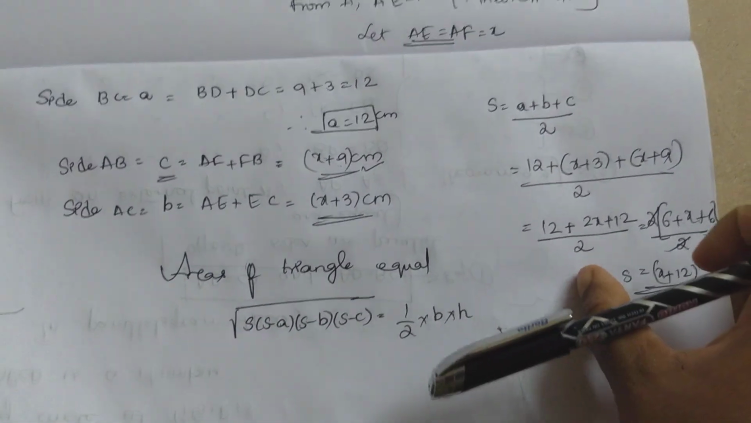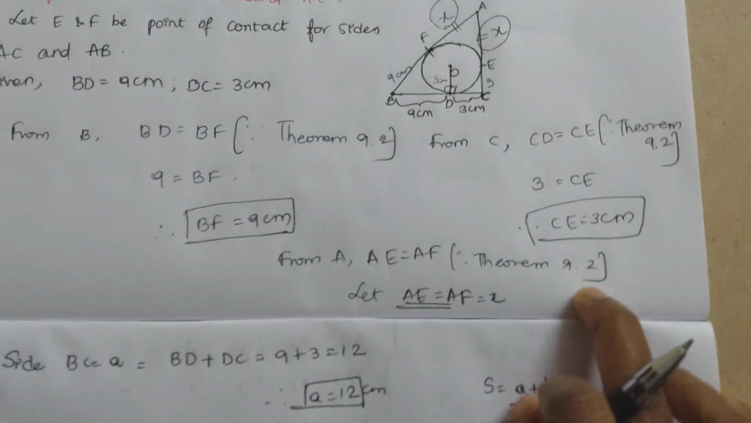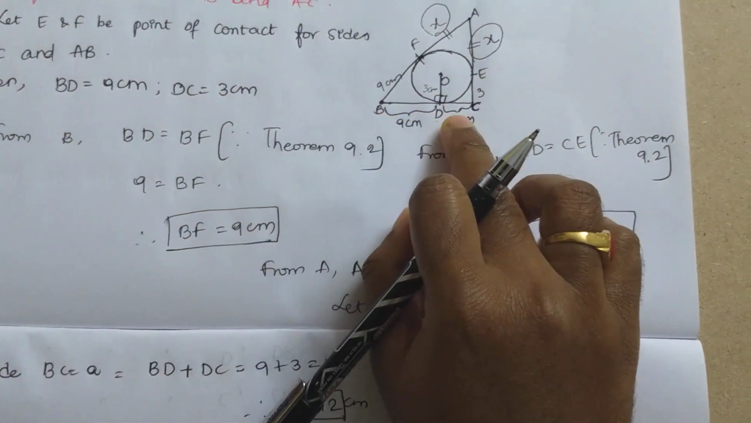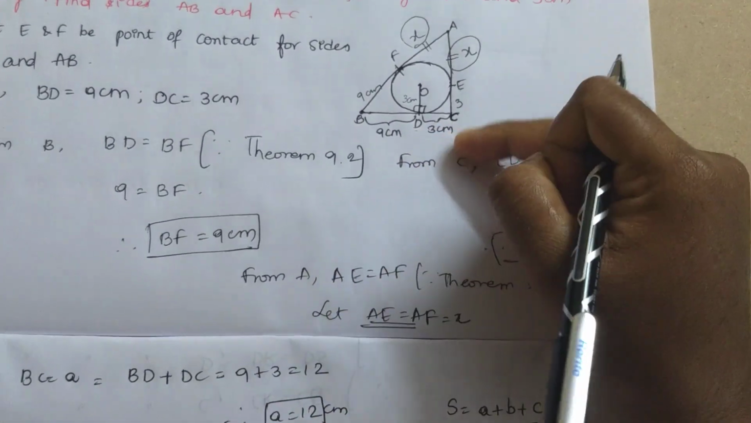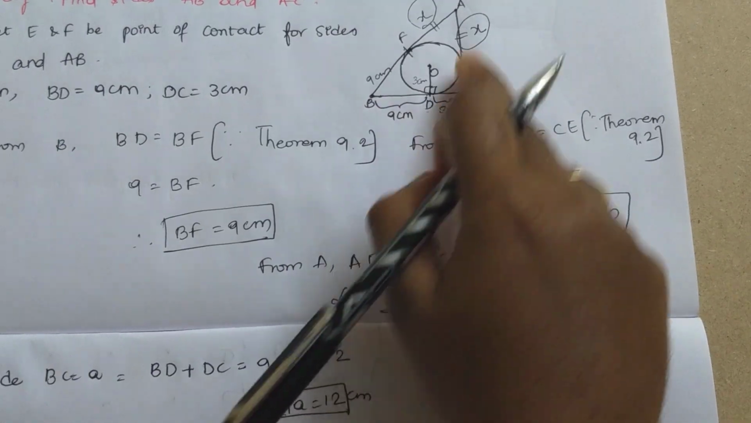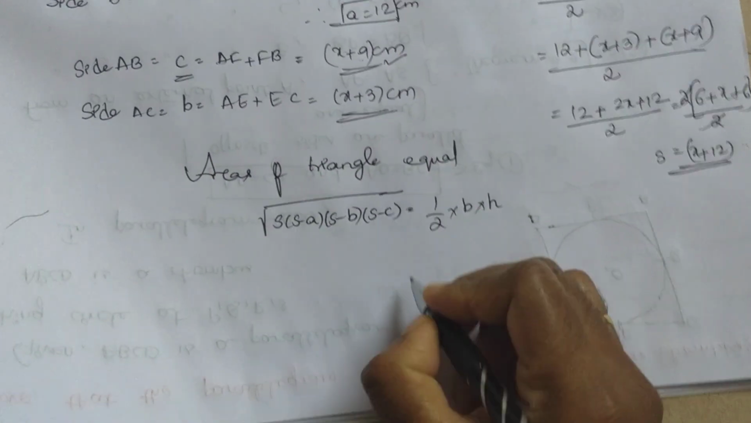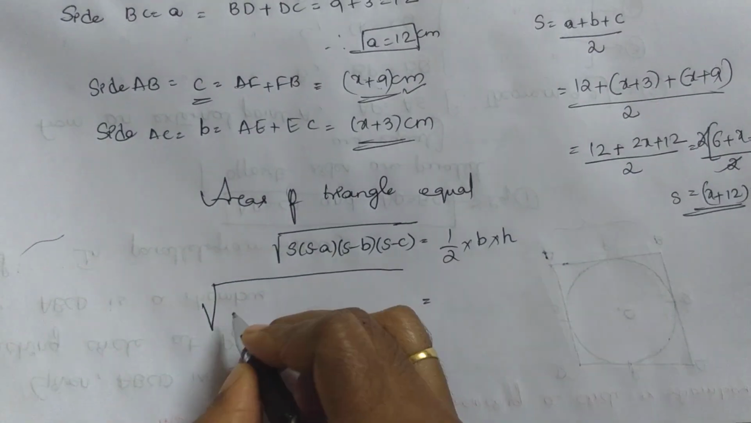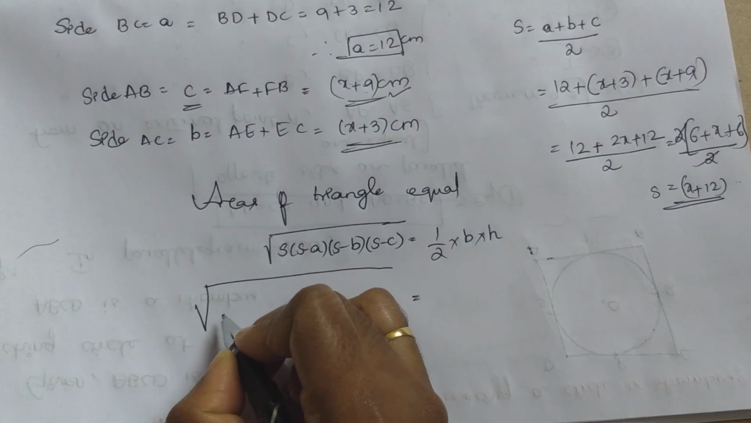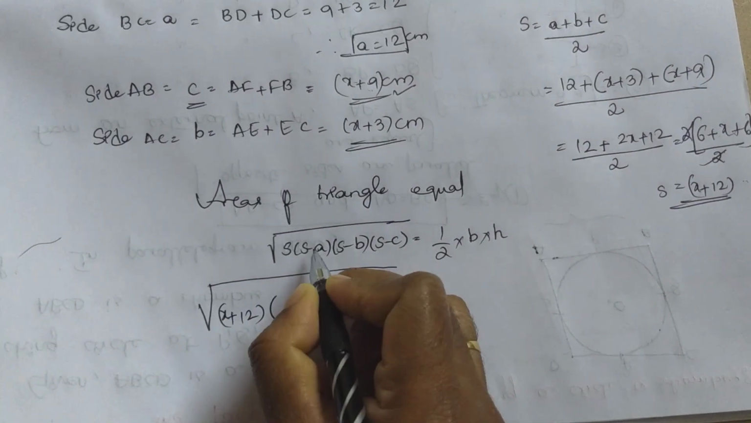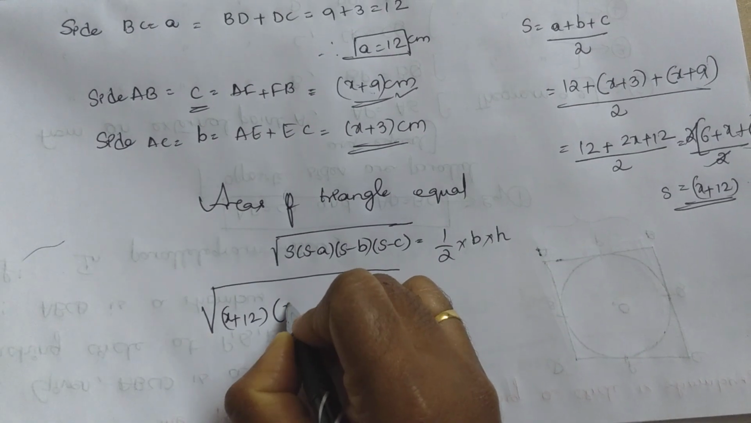But here 1 by 2 into base into height you want. When you see, base is 9 plus 3, it is 12. What is height? Height is nothing but AC. 1 by 2 into BC into AC it is. Clear? So here what will I do? Just substituting. Square root of what is s? First write s.